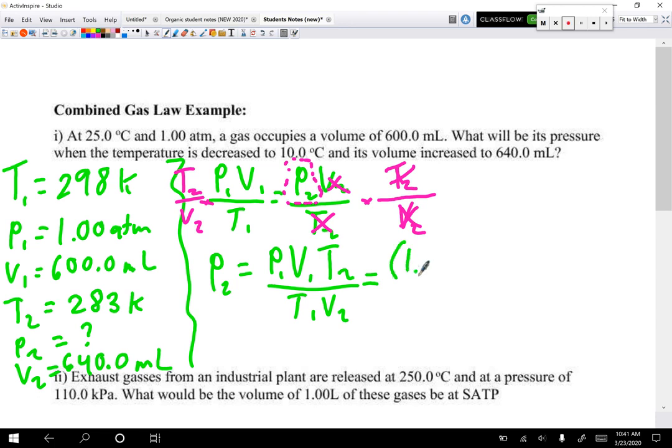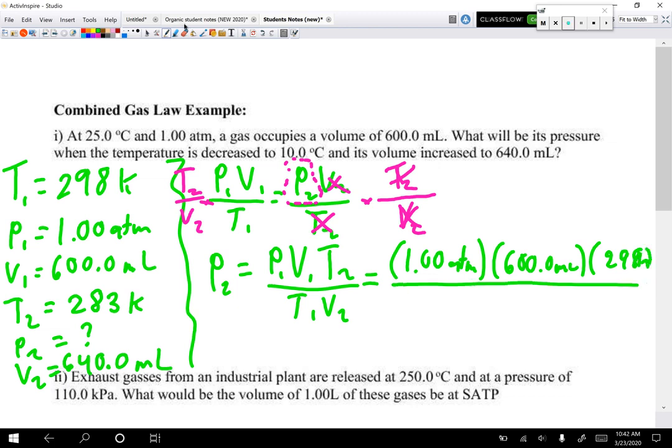So our pressure P1 is 1.00 atmospheres, V1 is 600.0 milliliters, T1 298 Kelvin. Or sorry, that's supposed to be T2. That's why you should always read very carefully so you don't make that mistake. So T2 is 283 Kelvin. We have T1, that's our 298 Kelvin. And finally, V2, which is 640.0 milliliters. And P2 is equal to.